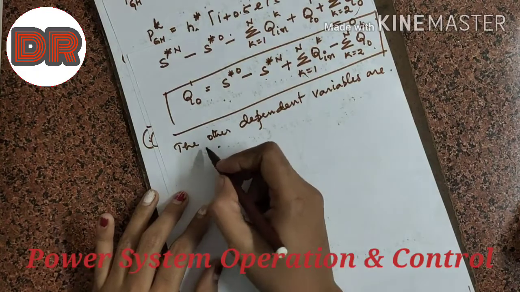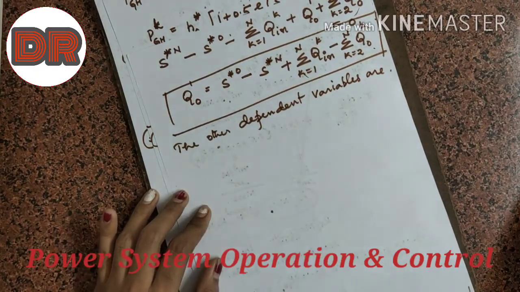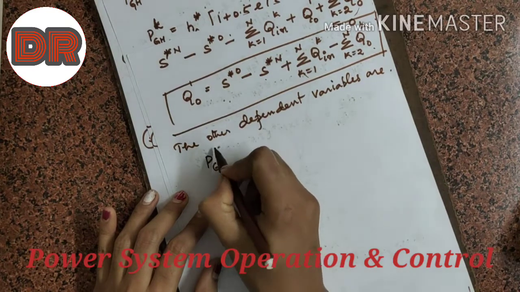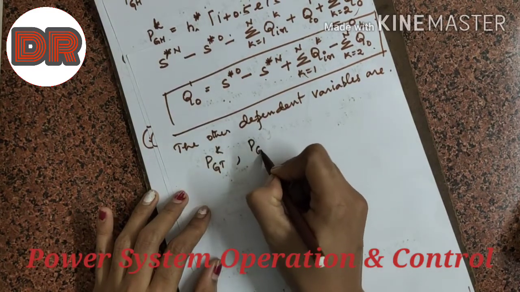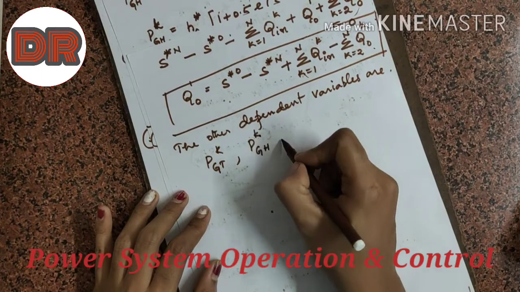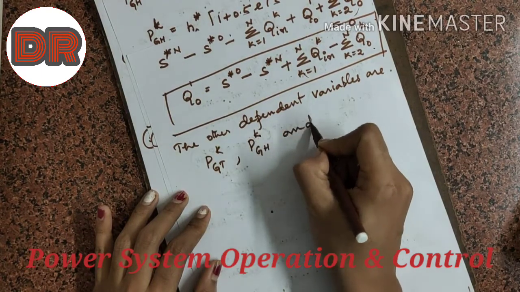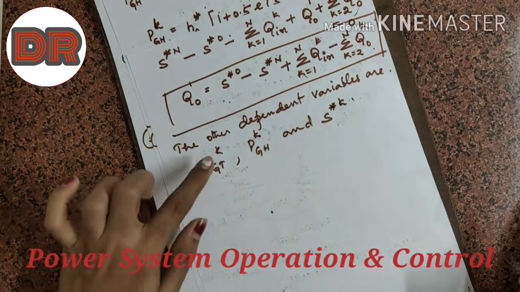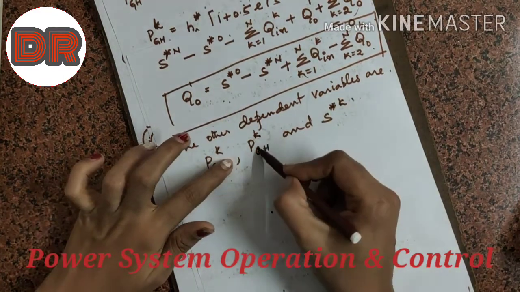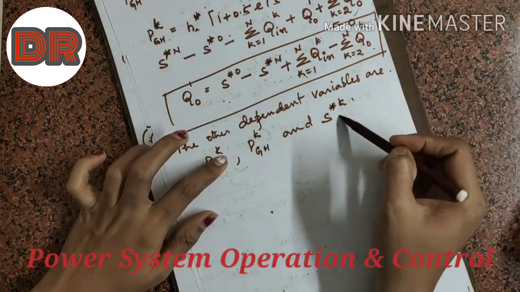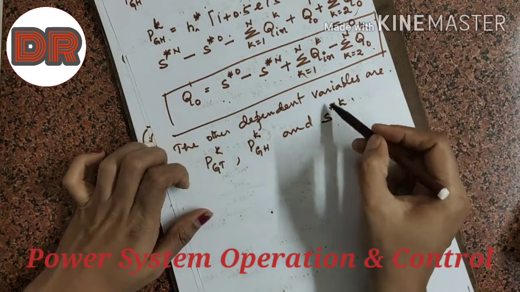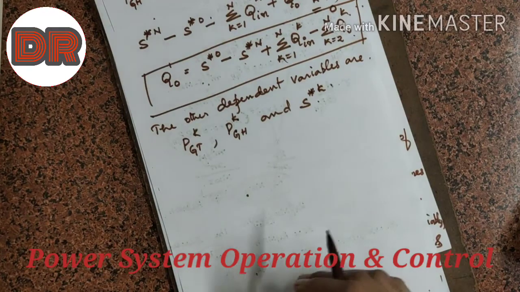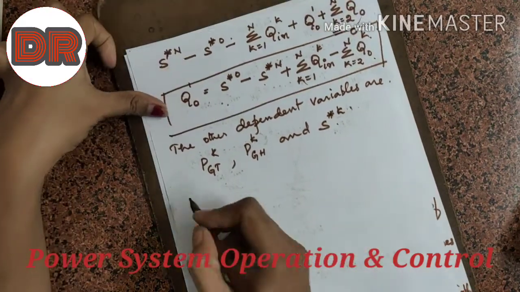we have PGTK, and obviously PGHK and S star K, that is reservoir. So this is anyways dependent. This depends on this and the water discharge, and this is also dependent. Next, based on all these, we'll write the Lagrangian function.